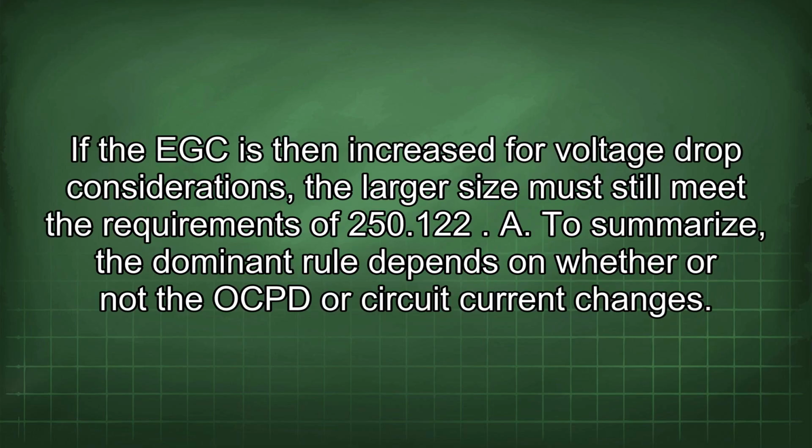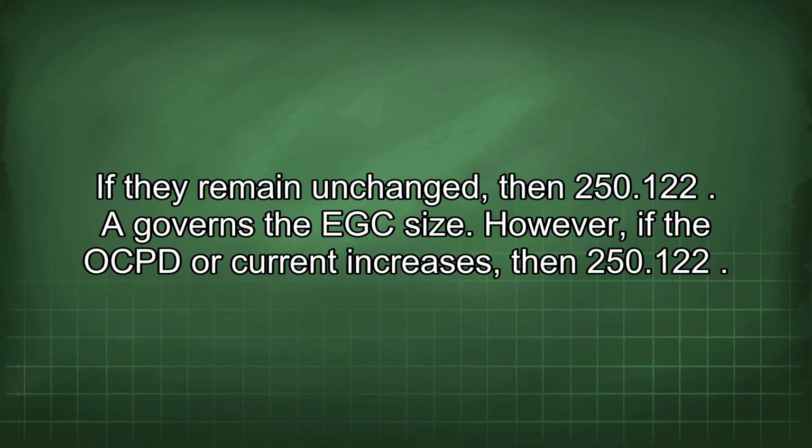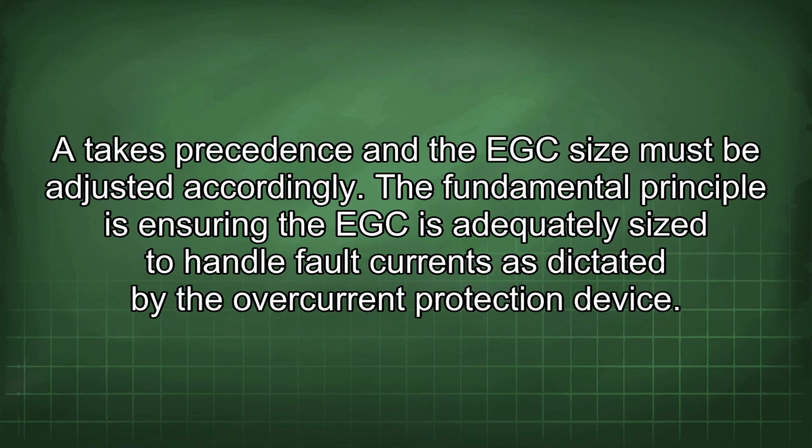If the EGC is then increased for voltage drop considerations, a larger size must still meet the requirements of 250.122. To summarize, the dominant rule depends on whether or not the OCT or circuit current changes. If they remain unchanged, then 250.122 governs the EGC size. However, if the OCT or current increases, then 250.122 takes precedence and the EGC size must be adjusted accordingly.